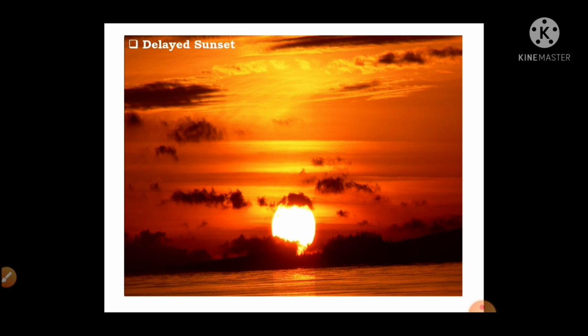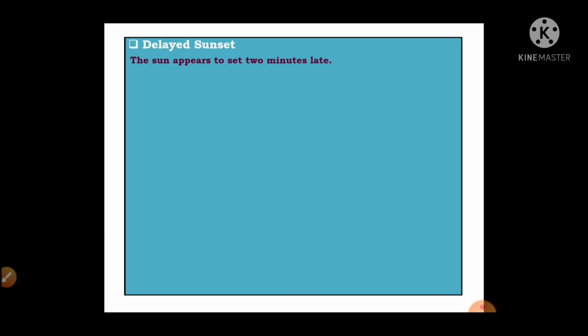Now delayed sunset. This is a picture of delayed sunset. Okay, sun has set, but according to the observer it will be a different thing. Now see, the sun appears to set 2 minutes late. Sun is already set, but we see that the sun has not set. After 2 minutes it is going to set. Why? Again the same concept.